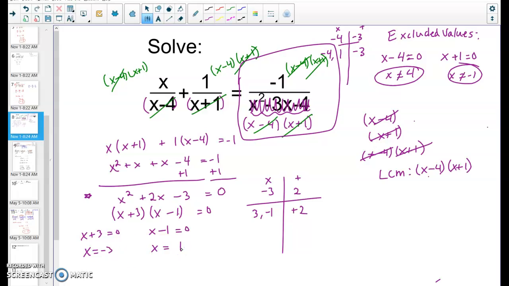So I have x equals -3 and x equals 1. I need to check to make sure that those aren't excluded values, and they're not. So those are both the solutions to this problem. Okay, we have one more that's very similar to this.